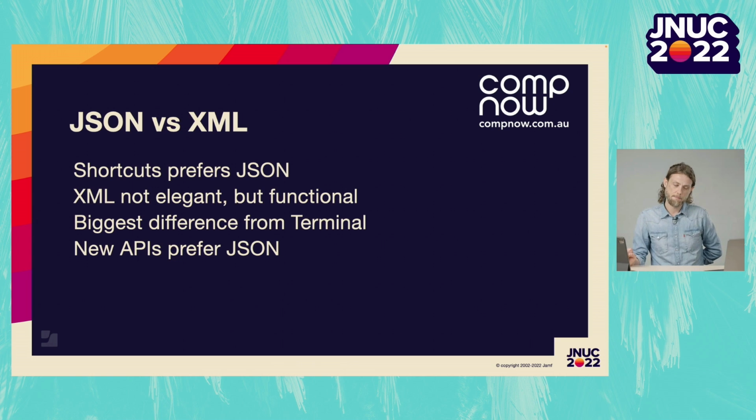JSON versus XML. So when you look into the Shortcuts API support articles and all of that sort of stuff, it's pretty clearly communicated that Shortcuts prefer JSON. XML is required for some APIs. There are ways to support it, but it's better if you can just use JSON. So I suppose the Jamf Pro API, being JSON first, is going to play a little bit more nicely with Shortcuts. So we've got that to look forward to.